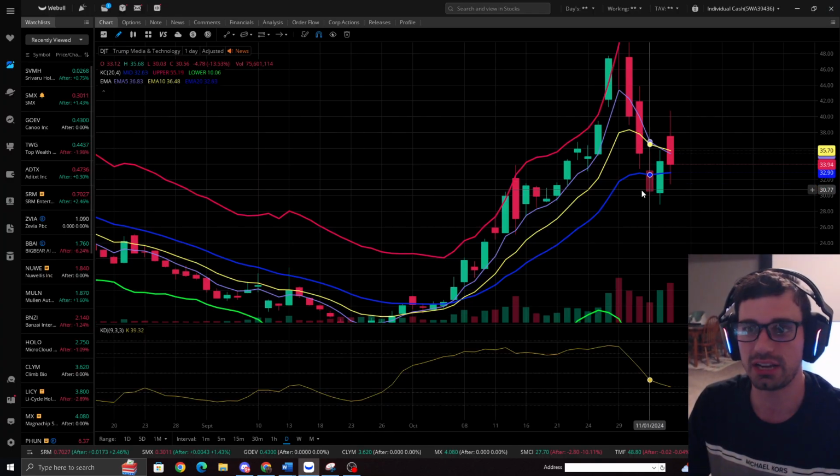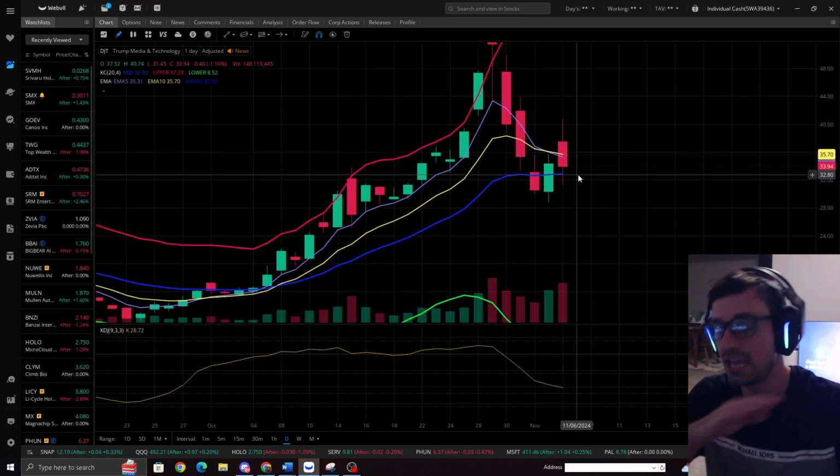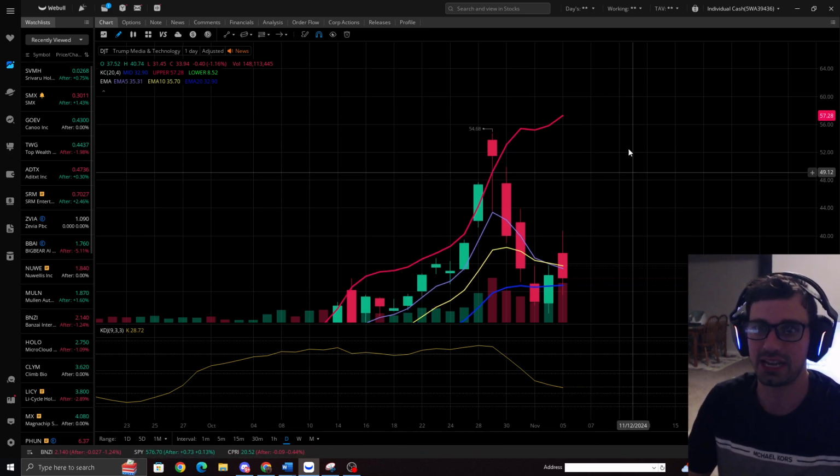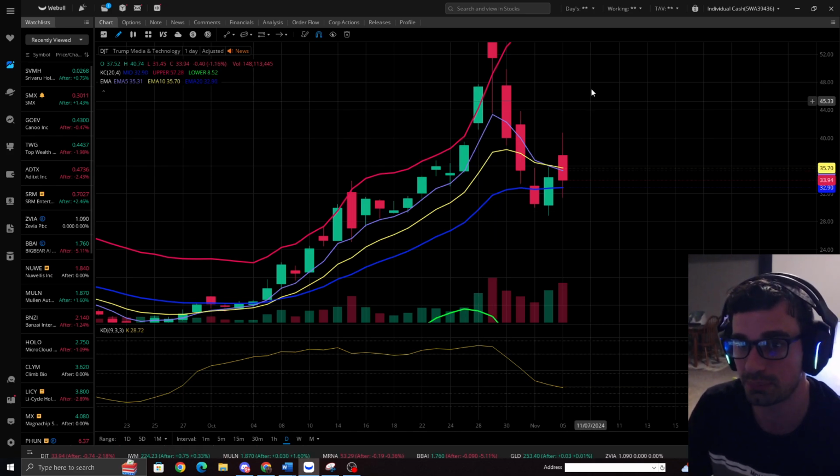But yeah, let's keep an eye on DJT. I think this one is due for a big move up. It's above the EMA 20. It's right on that bottom trend channel and has lots of room up to here. I think the risk versus reward is good, more to the upside than the downside.